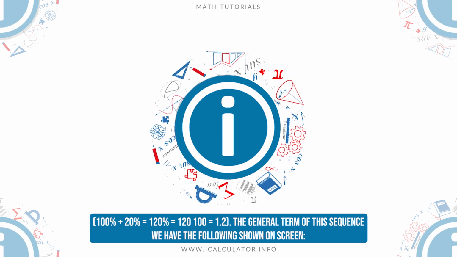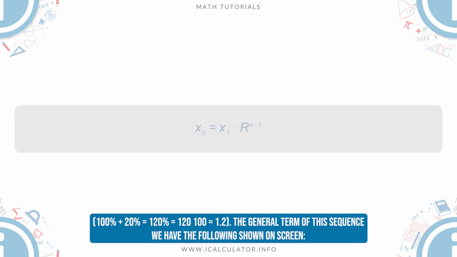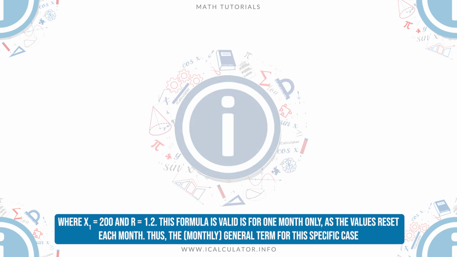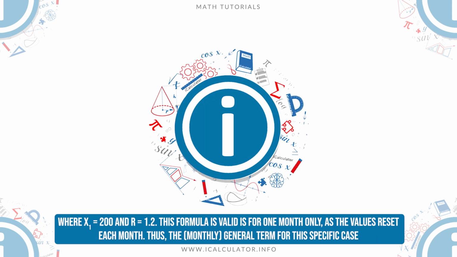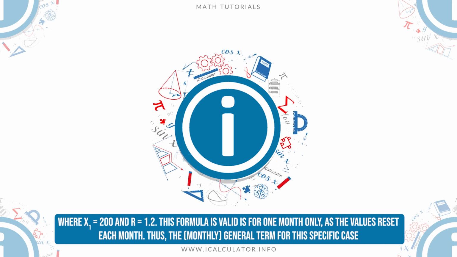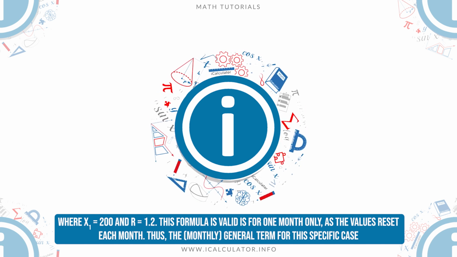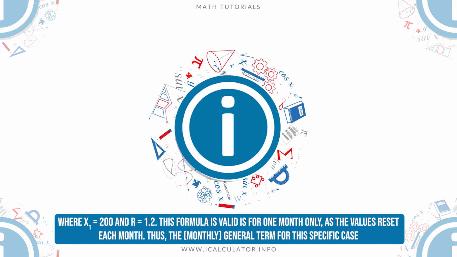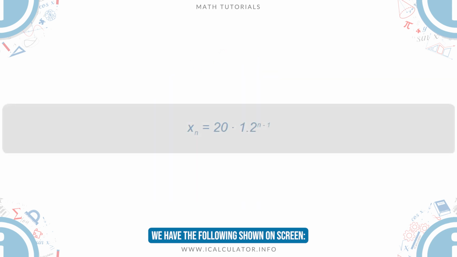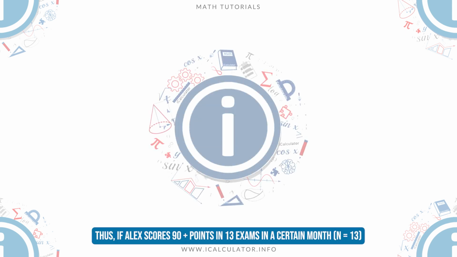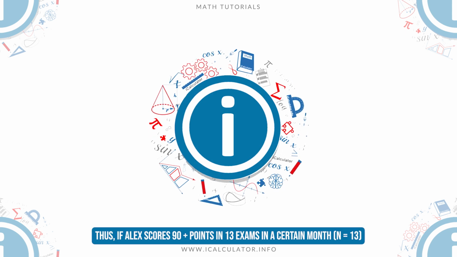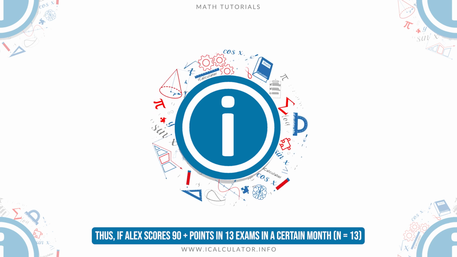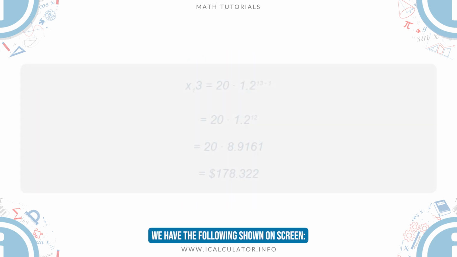For the general term of this sequence, we have the following shown on screen. Where x1 equals 200 and r equals 1.2. This formula is valid for 1 month only, as the values reset each month. Thus, for the monthly general term for this specific case, we have the following shown on screen. Thus, if Alex scores 90+ points in 13 exams in a certain month, n equals 13, we have the following shown on screen.